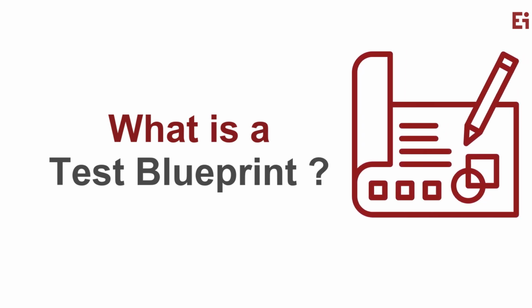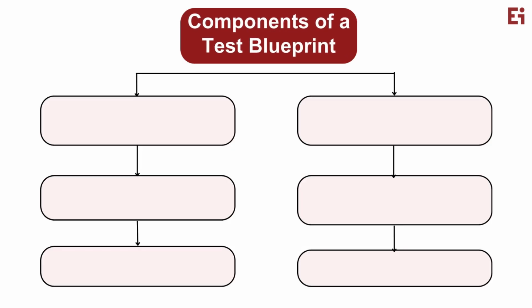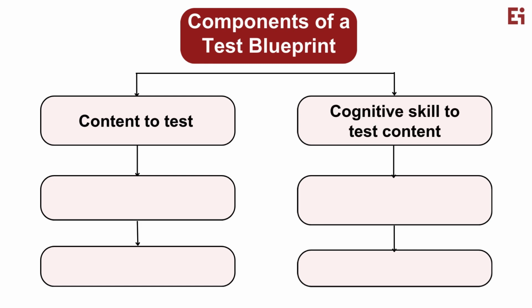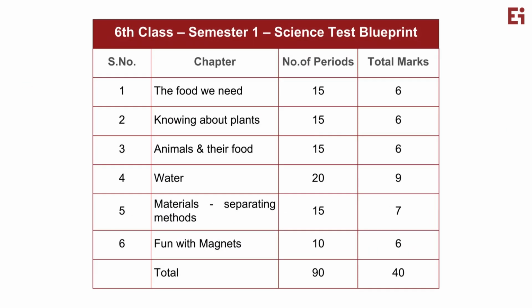Test blueprint, also known as the test specifications table, has the following components: the content to be tested, the cognitive skills to test content, the number of items for each topic and subtopic, the number of items on each format, and finally the marks and weightage. Let's look at a sample of a test blueprint for Class 6 Science subject. You can see the content represented by the list of chapters to be tested. This is mapped with the total marks allotted to each chapter. It can also include the number of periods that are allotted while teaching.